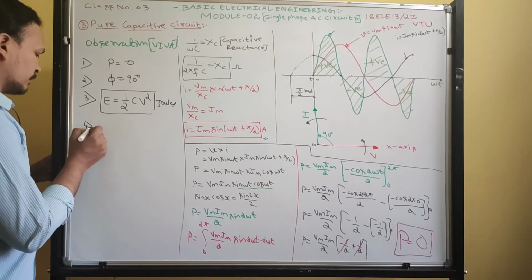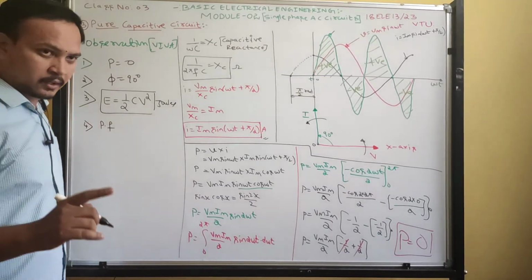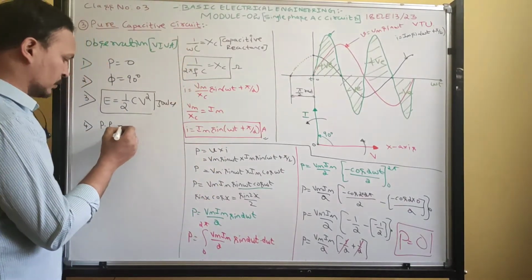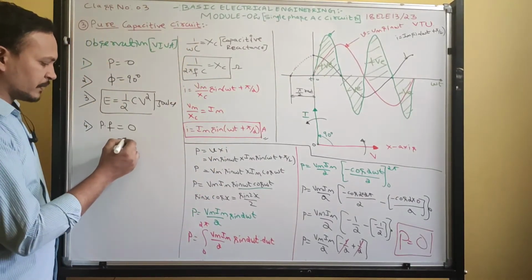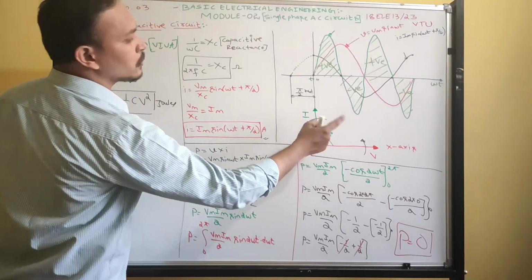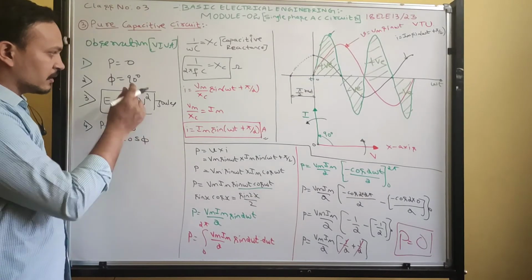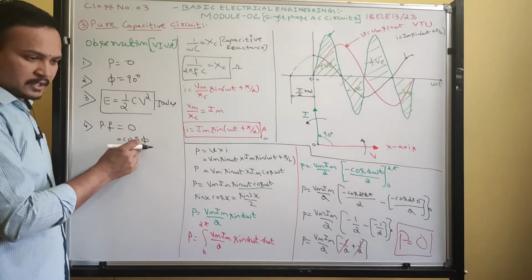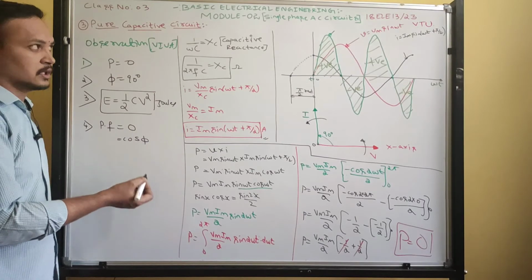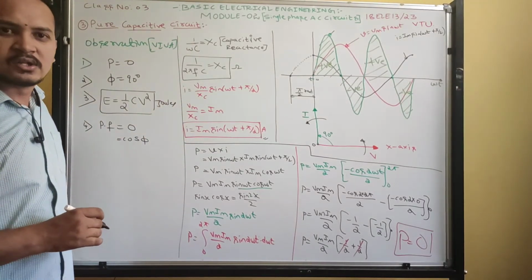Okay, next number 4. The power factor of a pure capacitive circuit is 0. What do you mean by power factor? Cos phi, cosine of the angle between voltage and current. That is the power factor definition. So next, what is phi? 90 degree. Put phi is equal to 90 degree. What is cos 90? 0. Therefore, for a pure capacitive circuit, the power factor will be 0.